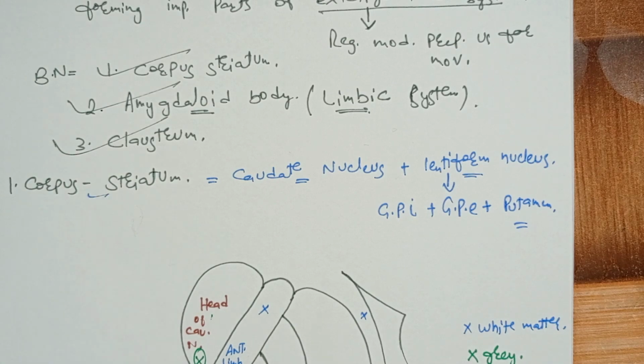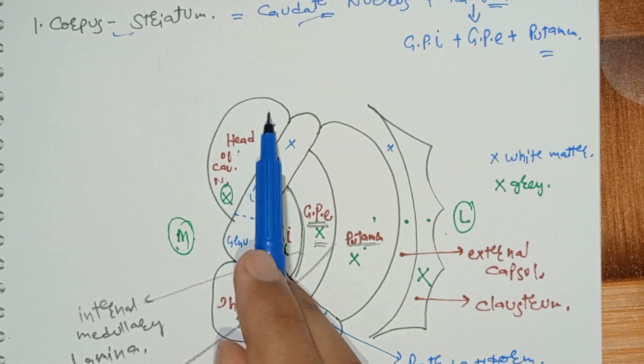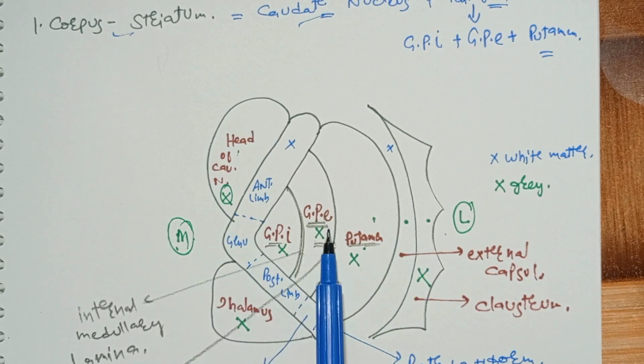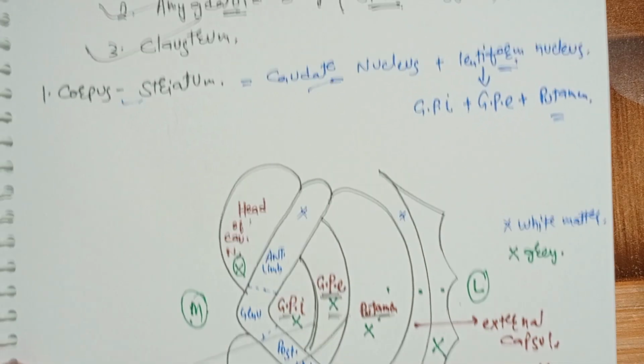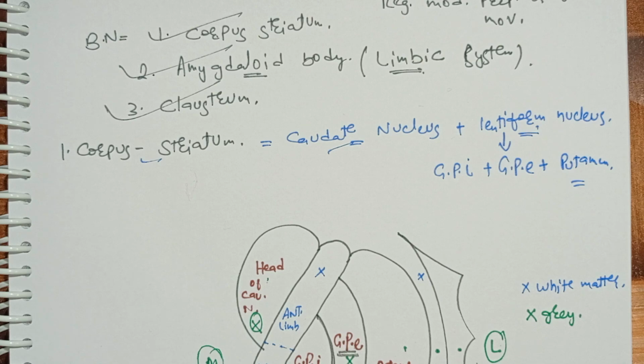The corpus striatum includes the caudate nucleus and the lentiform nucleus. This is the caudate nucleus, and this is the lentiform nucleus, 1, 2, and 3. These are the three parts of the lentiform nucleus. So this was the corpus striatum. One more point.